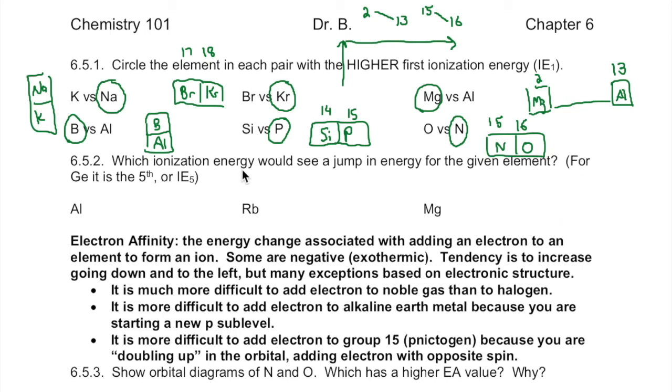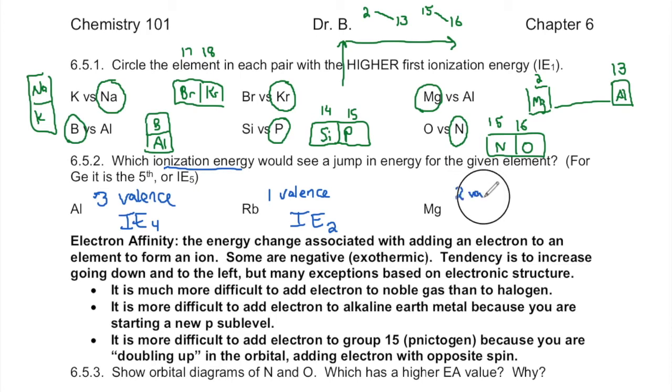So the ionization energy where you would see a jump, since aluminum has 3 valence electrons, it would be extra difficult to remove the 4th one. So we would see an extra high amount of energy needed for that 4th ionization energy. Rubidium has 1 valence electron, so we would see extra difficulty when we try to remove that 2nd electron in the 2nd ionization energy. And magnesium has 2 valence electrons, so we would see extra difficulty when we try to remove that 3rd electron, the 3rd ionization energy.